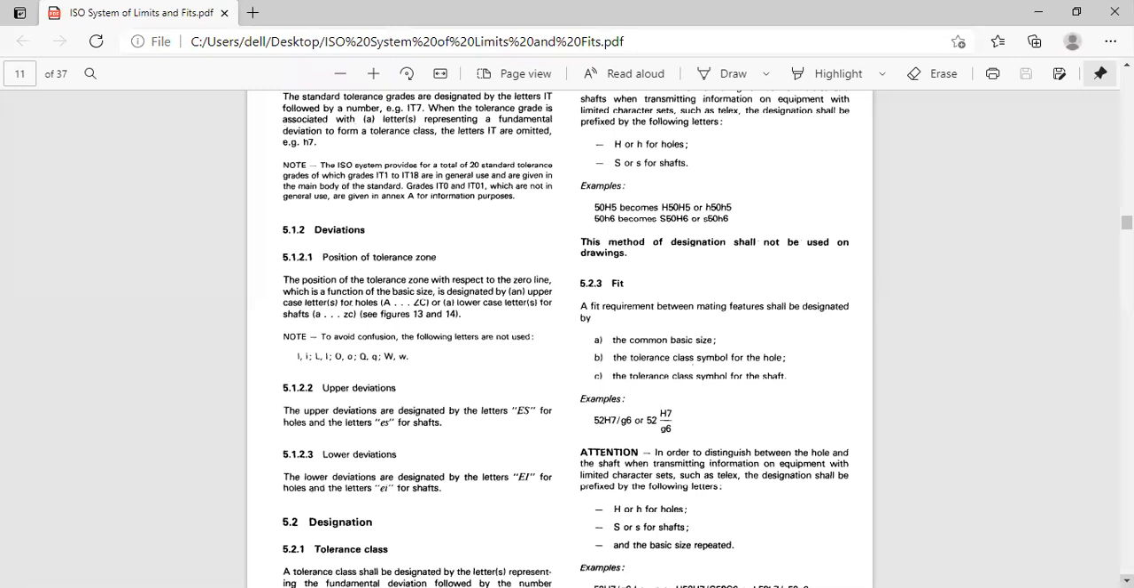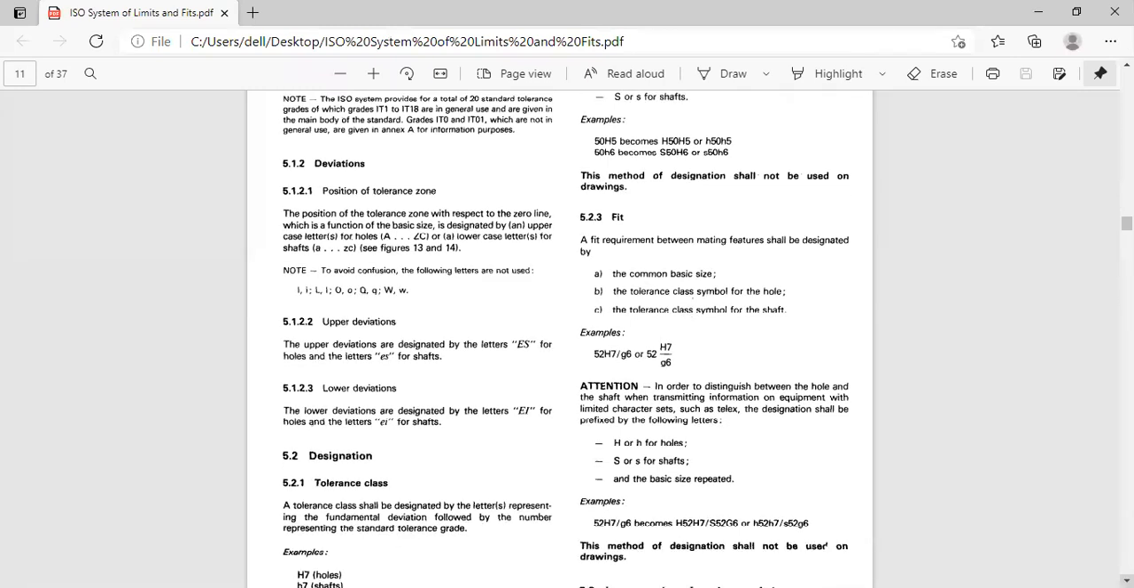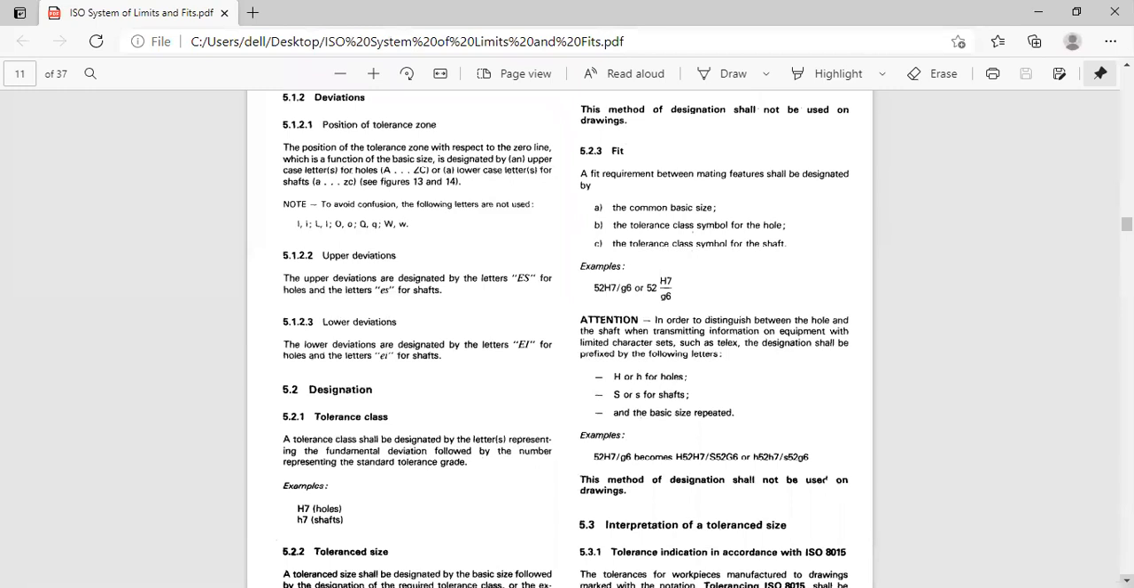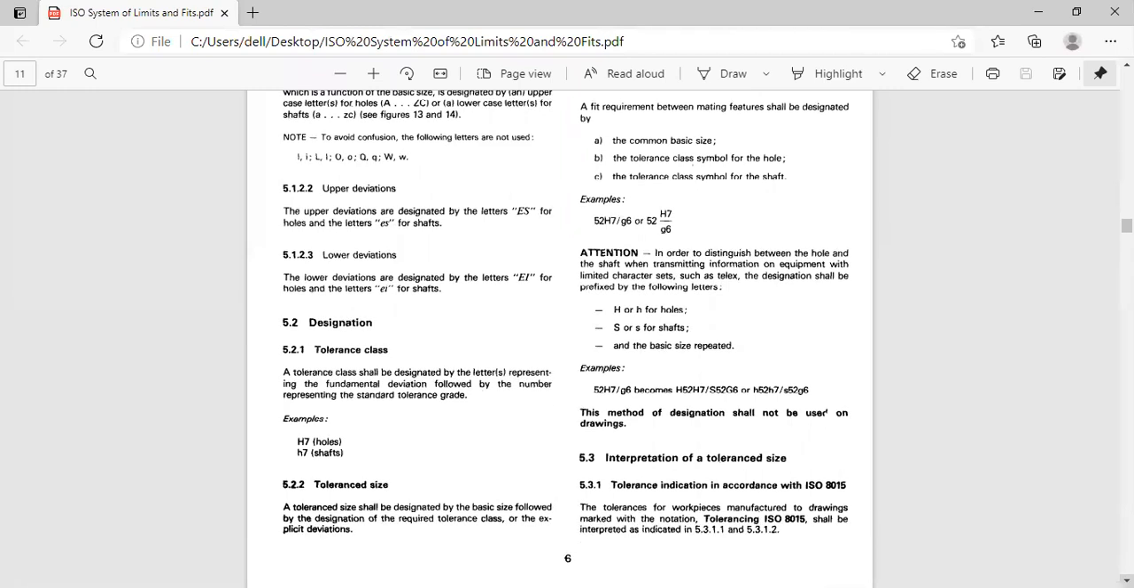So you have to know the lower deviations also. Lower deviations are designated by the letters capital EI for the hole and small ei for shafts. So what is the designation of a tolerance class? Capital H7 for holes, small h7 for shafts. The tolerance class we have to designate by the letters represented by the fundamental deviation, this is the fundamental deviation alphabet, followed by the number representing the standard tolerance grade. So you have to designate like that.